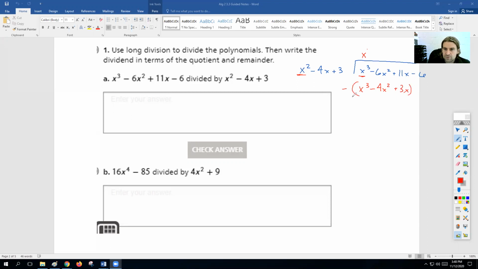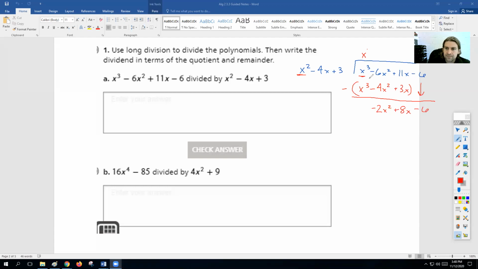Okay, we are going to subtract the terms and see x cubed minus x cubed is 0. Negative 6x squared minus negative 4 would be a negative 2x squared. 11x minus 3x would be 8x. We got to drop down the minus 6.